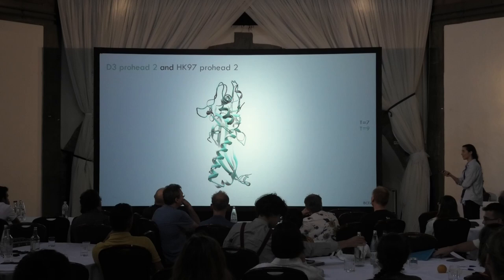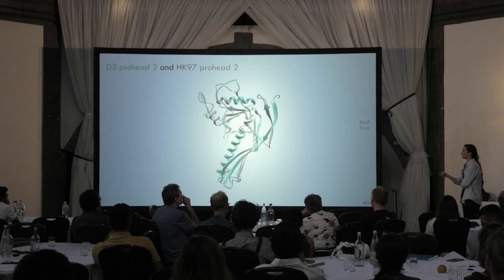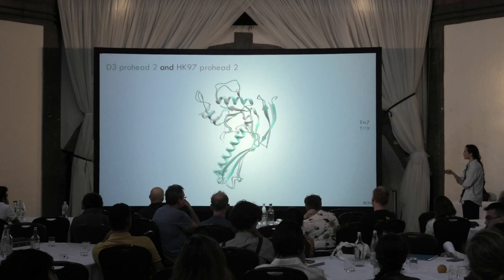I think it's quite remarkable, I've highlighted here, that these subunits are from capsids of quite different sizes, T=7 and T=9, yet they're really quite identical all throughout, even in that central spine helix. And even this highly flexible loop domain. It's quite striking.